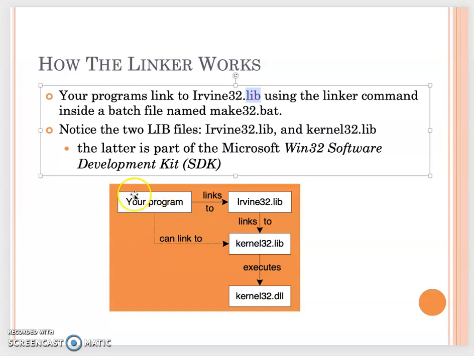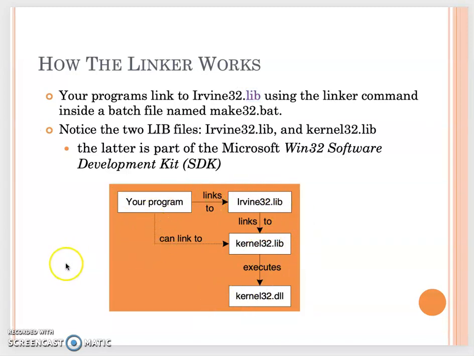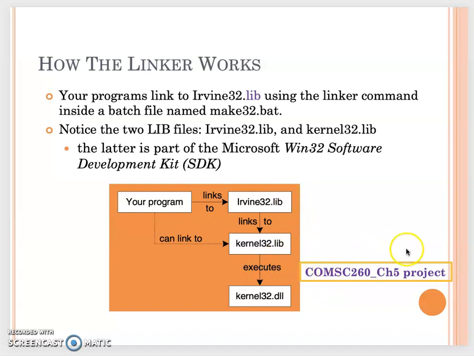Irvine32.inc file. Those .inc files include all the procedure prototypes. Those procedure prototypes will link to the Irvine32.lib. Also, you have kernel32.lib, which will execute into the kernel32.dll. You link to the Irvine32.lib file or kernel32.lib file, but actually it's not in your source file. It's in the COMSC260 chapter 5 project file you use, and that is how they link to Irvine32.lib and kernel32.lib.